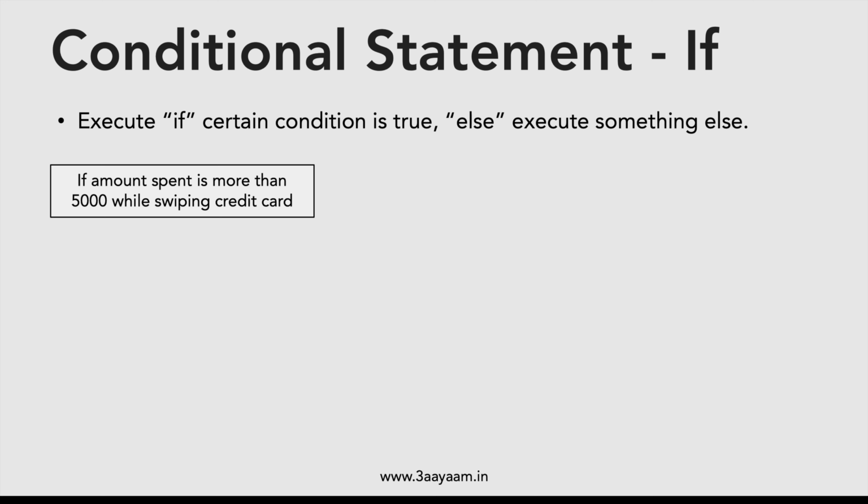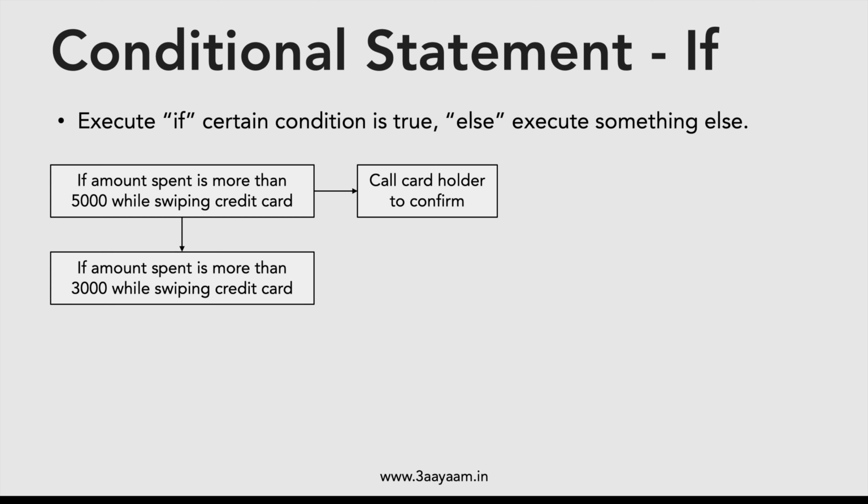So if the amount spent on your card is more than 5,000 while swiping the credit card, your application is such that it calls the card holder to get a confirmation that it is actually you. Then next, let's say it is less than 5,000 but greater than 3,000 when you are swiping your card. So what does the application do? It will not call you anymore, it will send a text to the card holder on the registered mobile number.